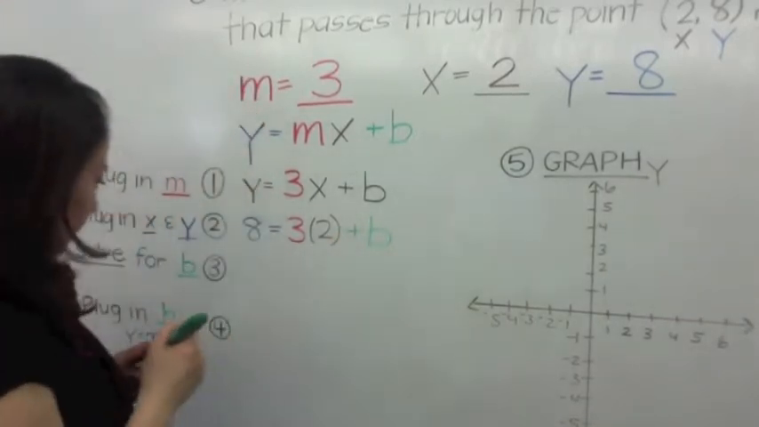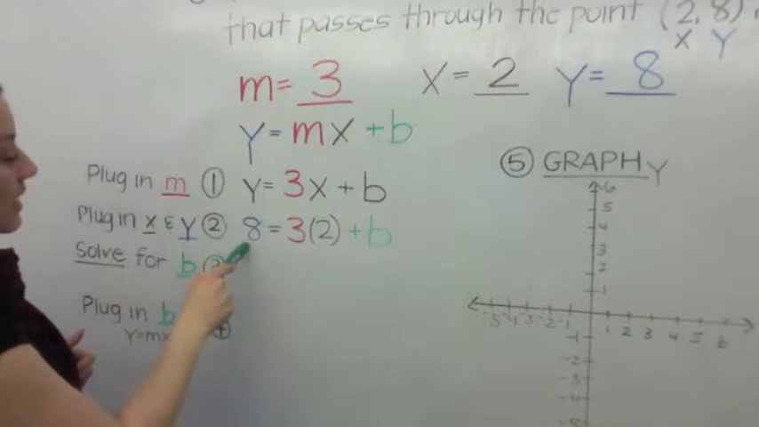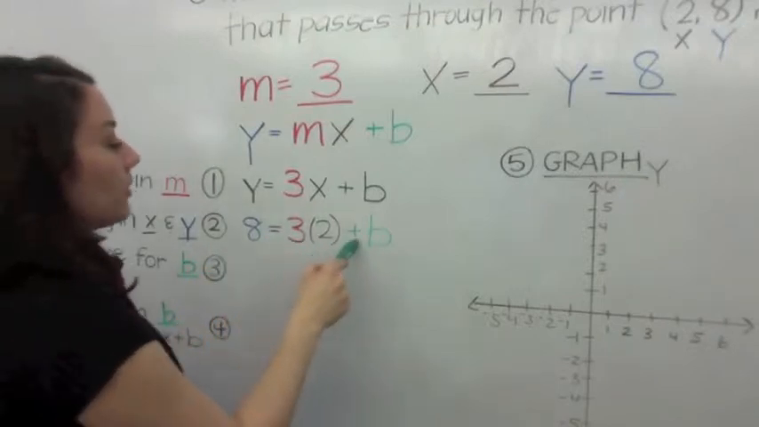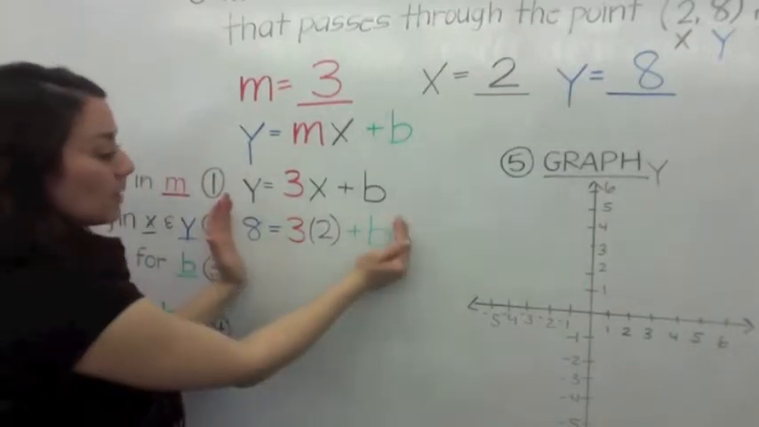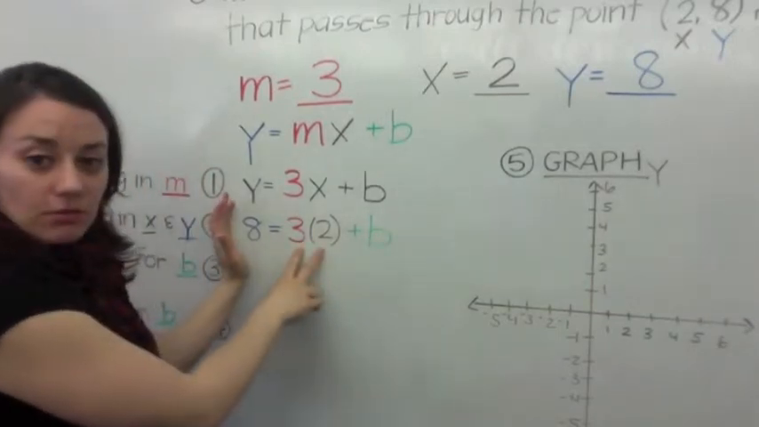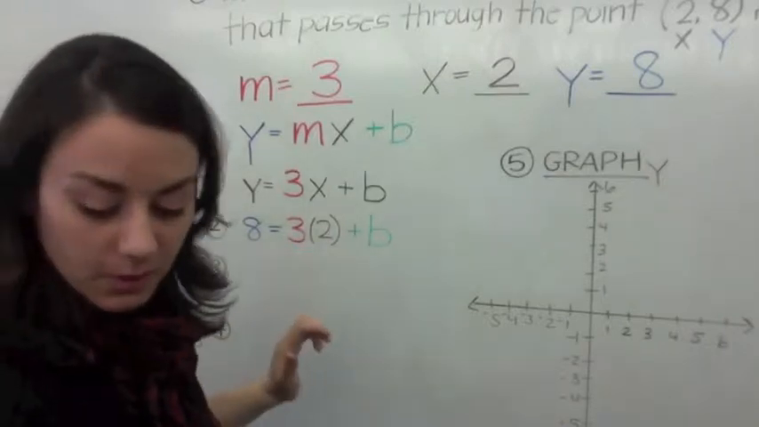Okay? All right. So now we're going to take a look at what this says. It says 8 equals 3 times 2 plus b. Now hold on. We have to really look at what that's saying. What is 3 times 2? 3 times 2 is 6. All right?